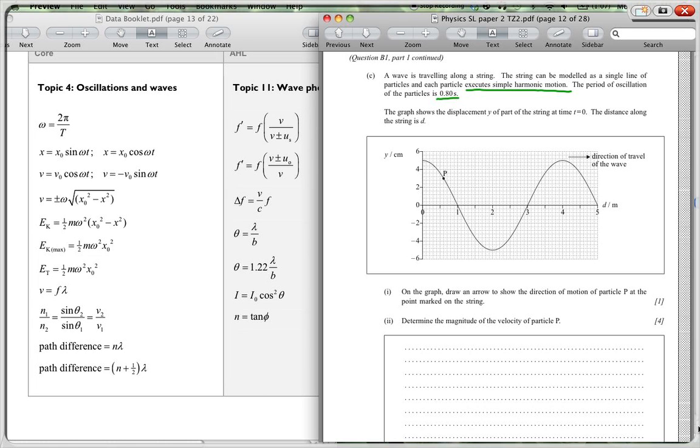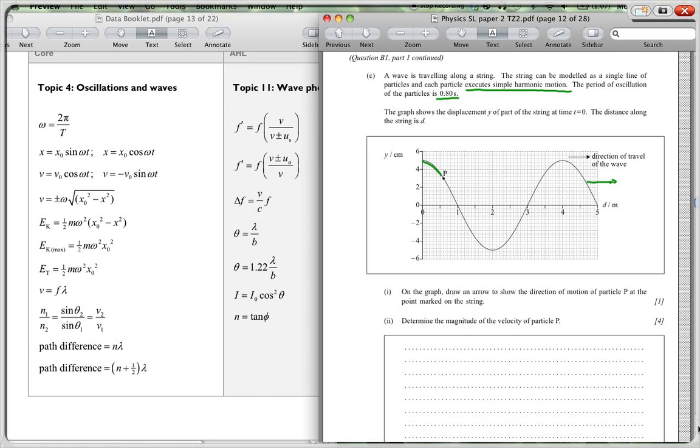It says, on the graph, draw an arrow to show the direction of motion of particle P at the point marked on the string. So we're looking at this one. Now, you've got to think of the next instant in time. What is going to happen in the next instant of time? Well, if the wave is moving in this direction, this part of the wave will be passing point P and causing P to go up.